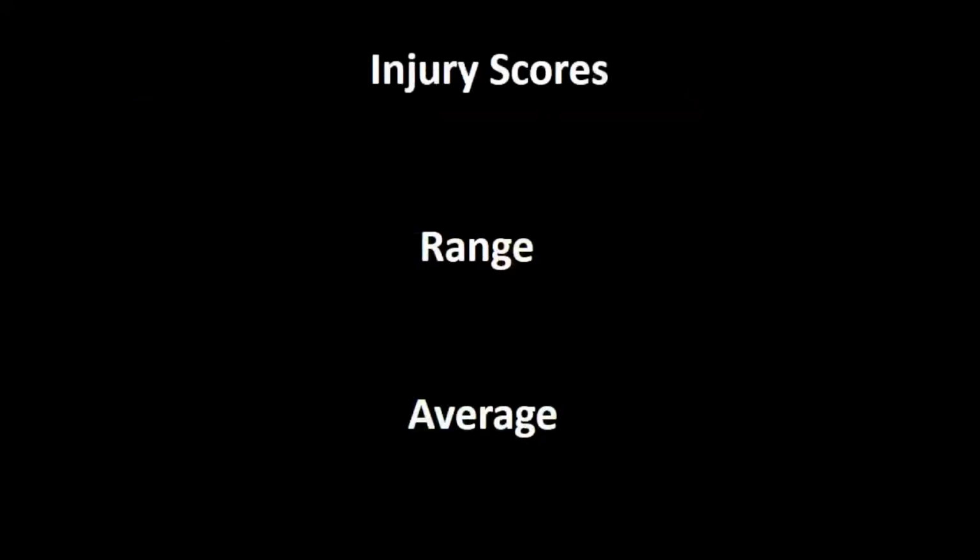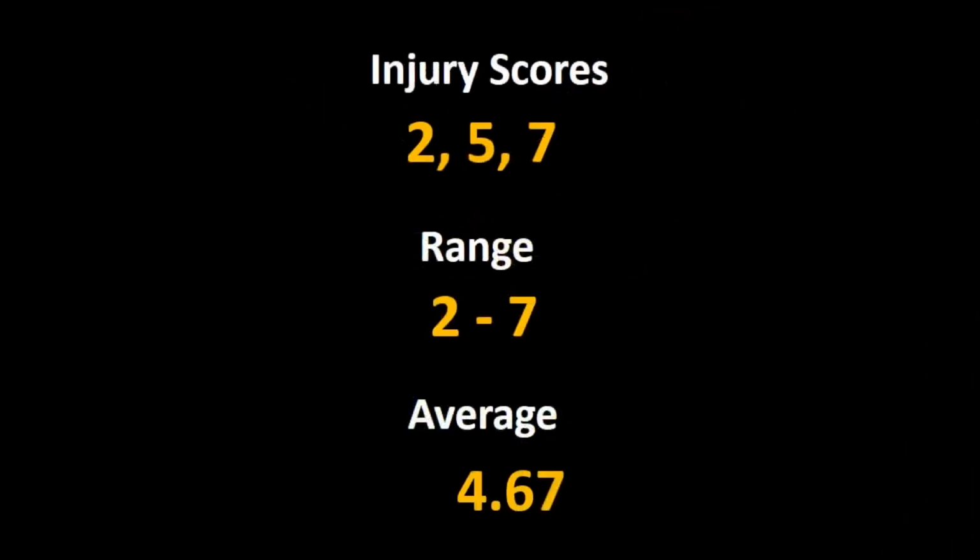rating. So what have we got for scores here? Well, we rated these 3 trees at injury levels 2, 5, and 7. So we have a range of low of 2 to high of 7. And if you work out the average here, it's 4.67.